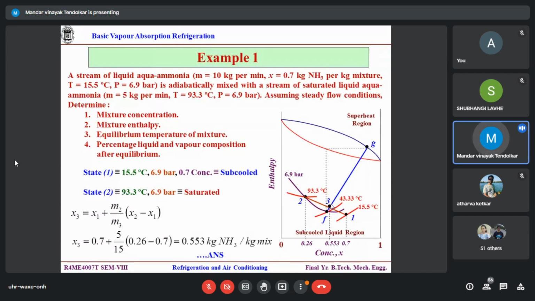Online people, you got the intersection? 0.55 vertical and the line joining 1 and 2, wherever it cuts, that is intersection, that is your 0.3. Are you getting it?